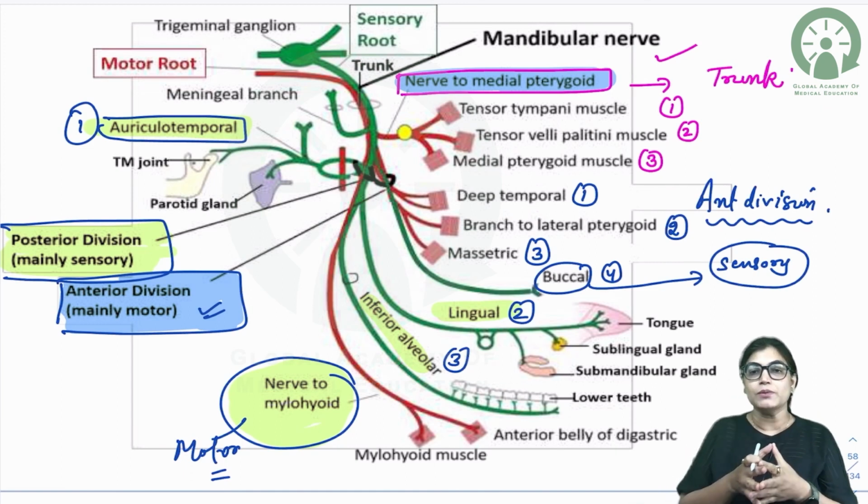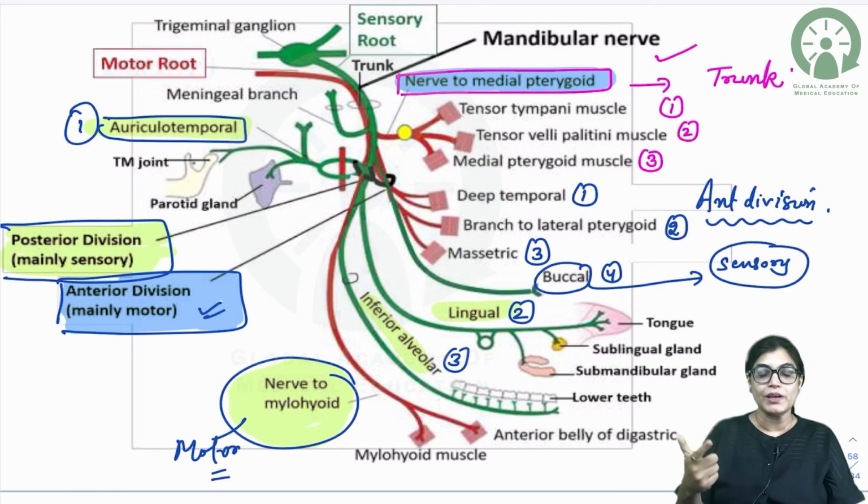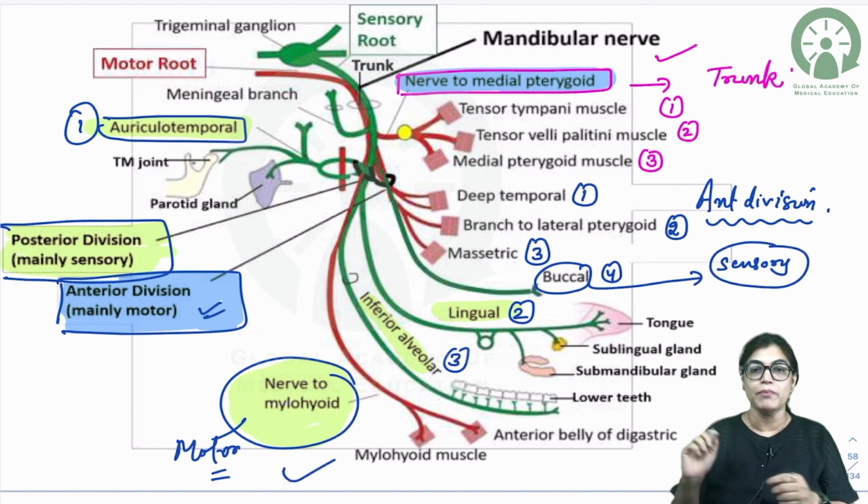Posterior division of mandibular nerve is mainly sensory. It gives three main sensory branches: inferior alveolar, lingual and auriculotemporal. The inferior alveolar is also giving one motor branch, that is nerve to mylohyoid.